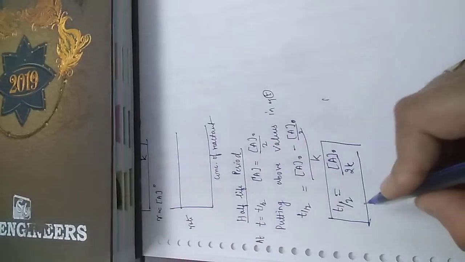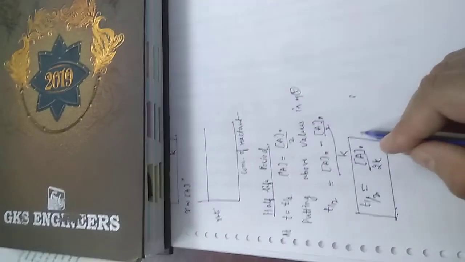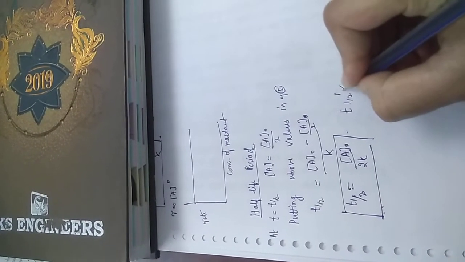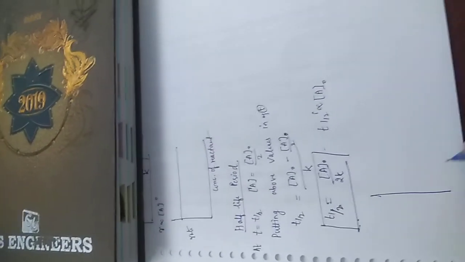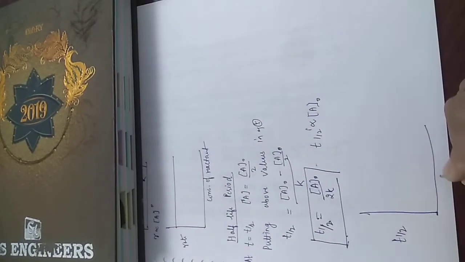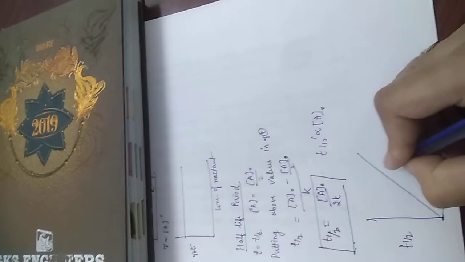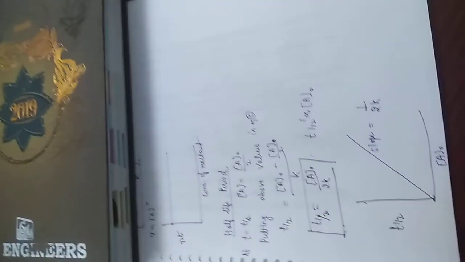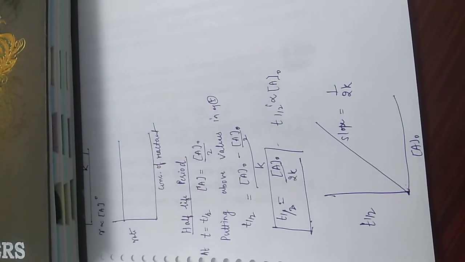So what we can say, the half-life time of a zero order reaction is directly proportional to the initial concentration of the reactant. And if we have to show this by a graph between t half and concentration of reactant, we'll get a graph like this with the slope equal to 1 by 2K. So this is our half-life period of zero order reaction.